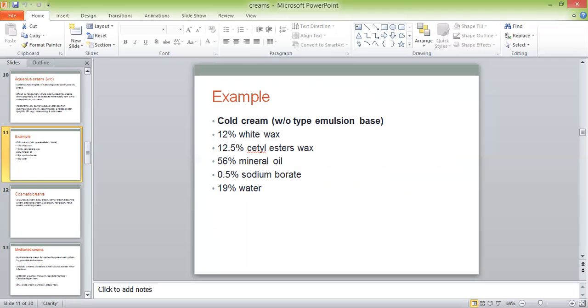Basically, white wax is a mixture of beeswax and carnauba wax, and it is soft and creamy. Cetyl ester wax is a natural derivative ester of saturated fatty alcohols and fatty acids, and it is used in the production of over-the-counter products. It thickens the emulsions, and it also acts as an emollient.